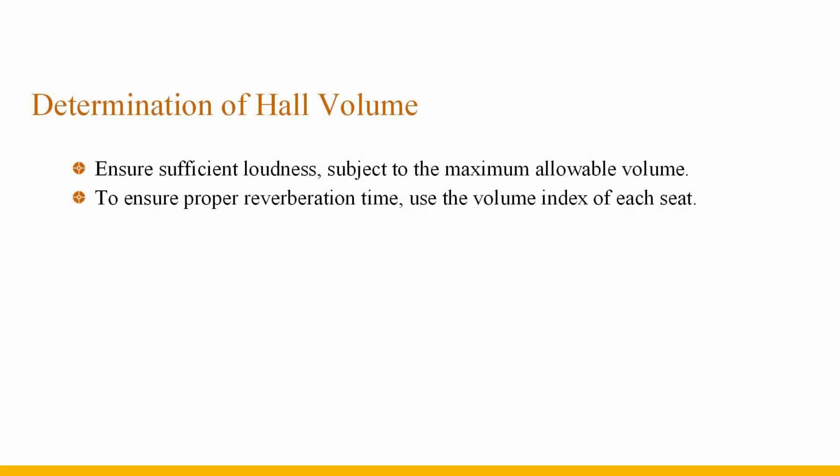The determination of the hall volume needs to consider two aspects. One is to ensure sufficient loudness, because the larger the volume, the lower the sound energy density, the lower the sound pressure level, and the lower the loudness, so the maximum allowable volume is limited. The second is to ensure proper reverberation time, because the reverberation time is proportional to the volume and inversely proportional to the sound absorption, and the audience's sound absorption is the largest proportion in the hall. Therefore, the volume index of each seat is used. Different volumes per seat are given for different halls, and the volume of the hall is obtained by multiplying by the number of audience. In the later stage, the volume can also be adjusted through the ceiling, stage reflector, etc.